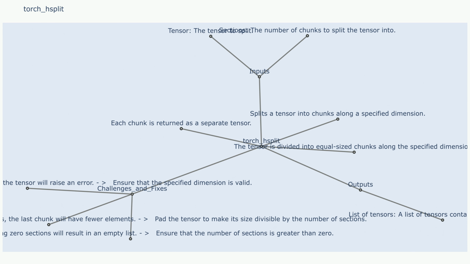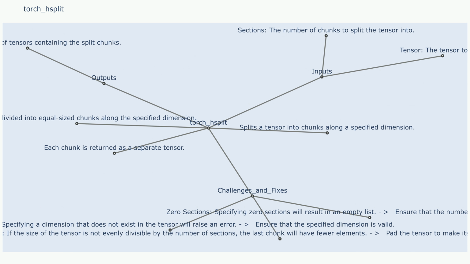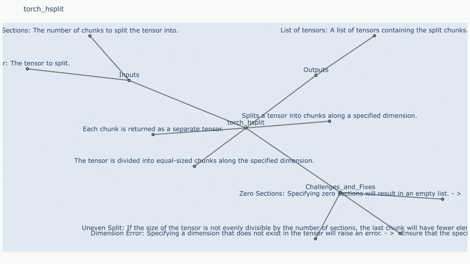Fixes to challenge 1. Use torch.split. The torch.split function provides more flexibility. You can use it to split the tensor along any dimension, including the horizontal axis. Use torch.split(tensor, 3, dim=1) for a more general approach.